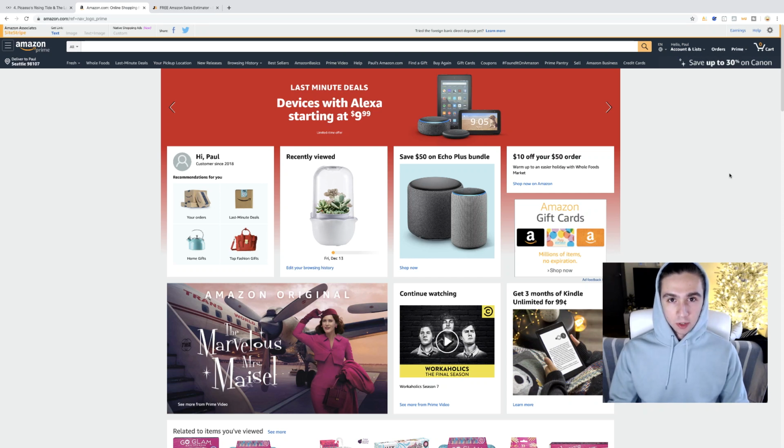Today we're going to be going over how to find products using the least amount of software possible. I thought it would be best to start with the fundamentals first so you actually know what you're doing. And then once we do get into using more advanced software, you'll understand what that software is doing and why it's doing it. Let's get right into it.